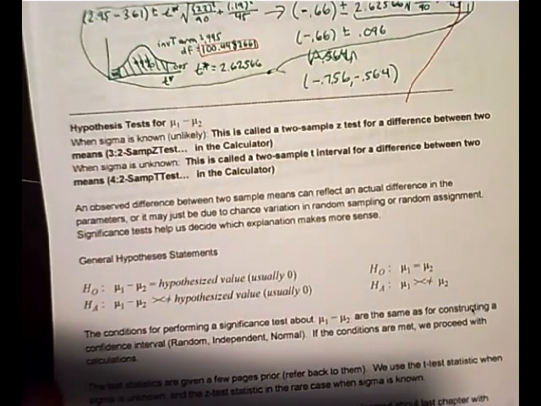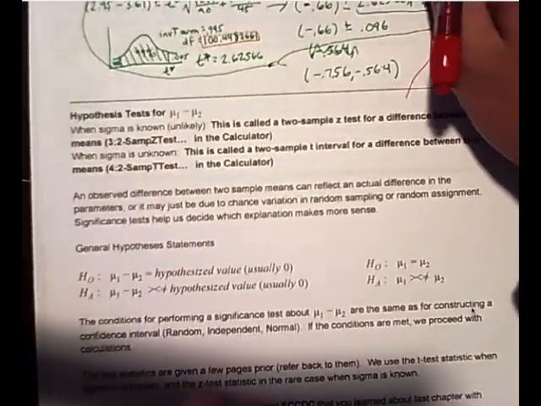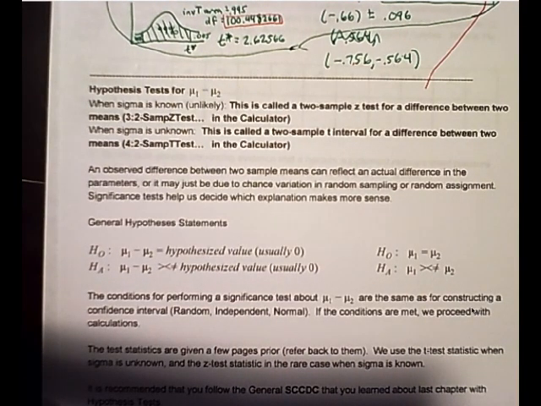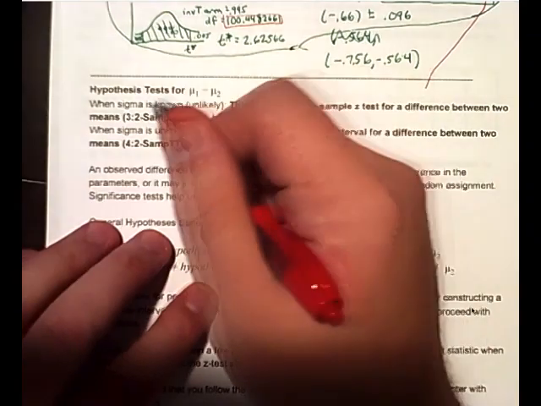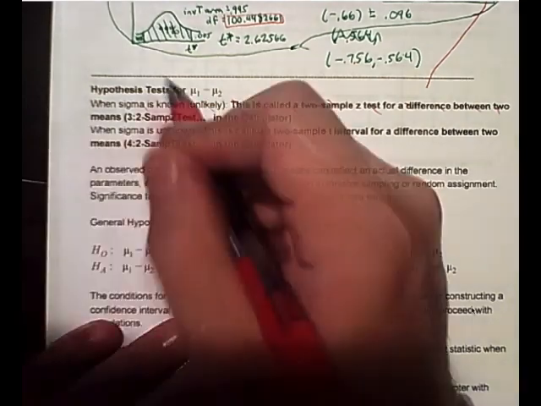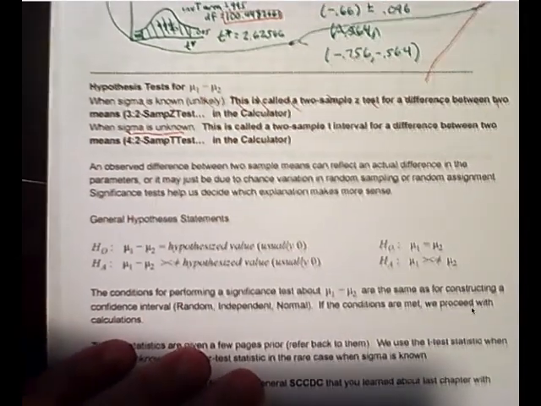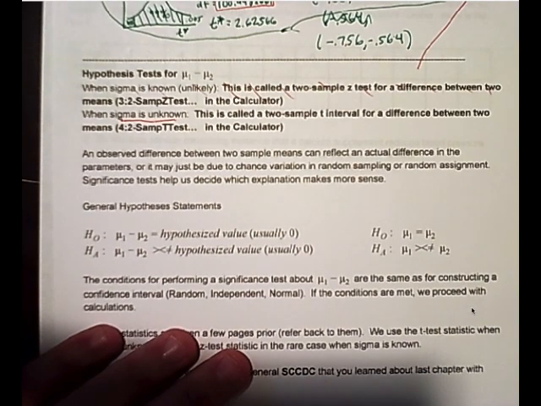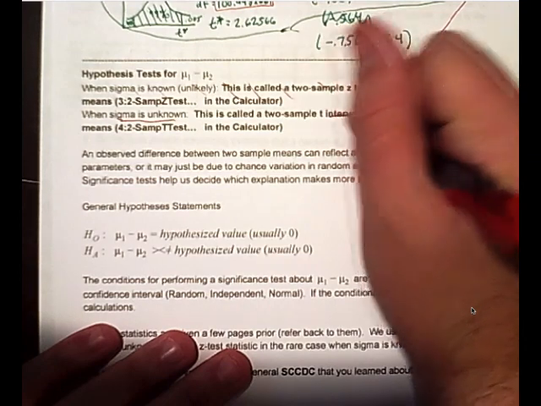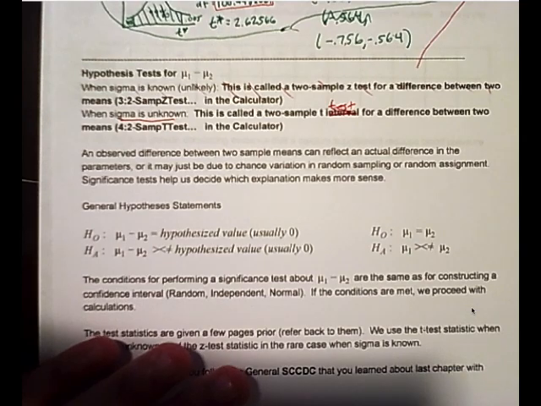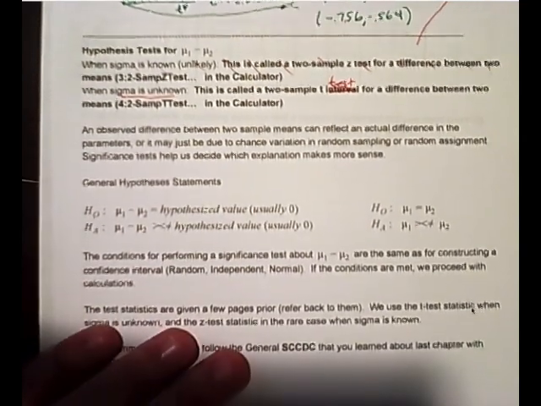Now, hypothesis tests are going to work the same way. We can do one of two types of hypothesis tests. It depends on whether we know what sigma is, which isn't very likely, so we're not going to do that. We're probably not going to know sigma. So we can do a two-sample t-test for a difference between two means. This should be called a two-sample t-test, so just a slight error.